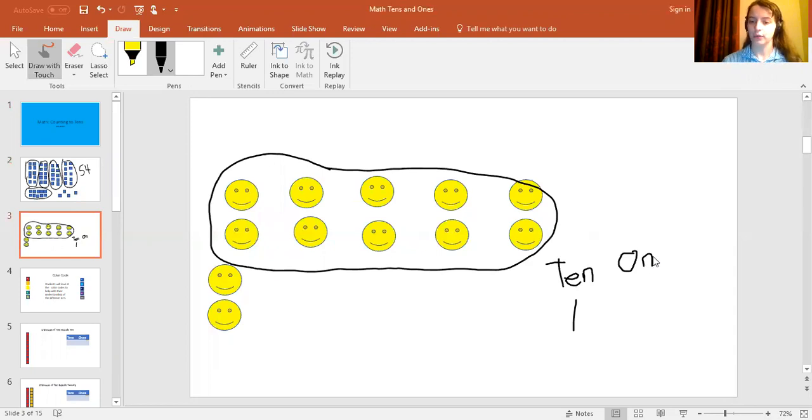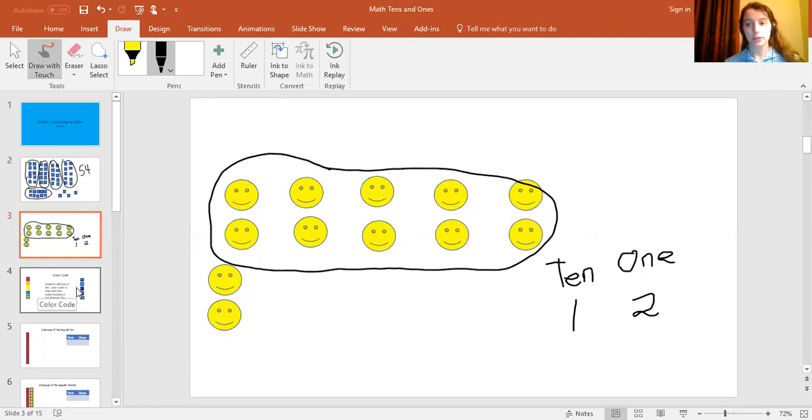Now let's go through, since we did 11 through 19 yesterday, let's just go through those numbers. 11, 12, 13, 14, 15, 16, 17, 18, 19, 20. Very good. So now we're going to look at counting by tens to 100.